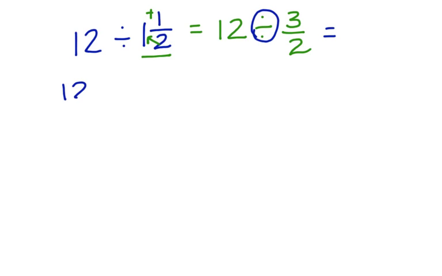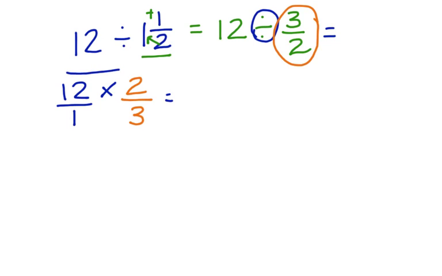Bring down the 12, make the division multiplication, and multiply by the reciprocal of the second number. 3/2 then becomes 2/3. Now, because 12 is a whole number, we're going to put it over 1. Next, we multiply across. 12 times 2 is 24 over 1 times 3, which is 3.